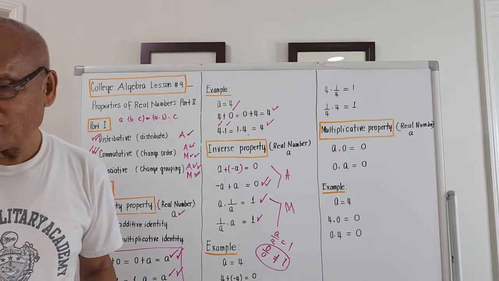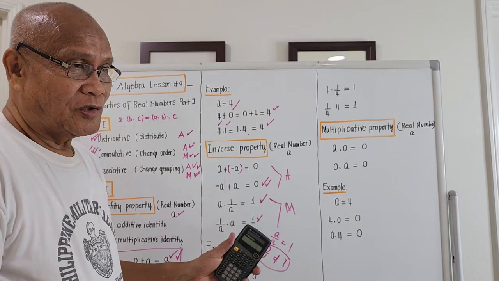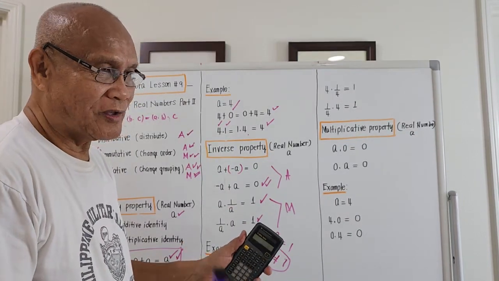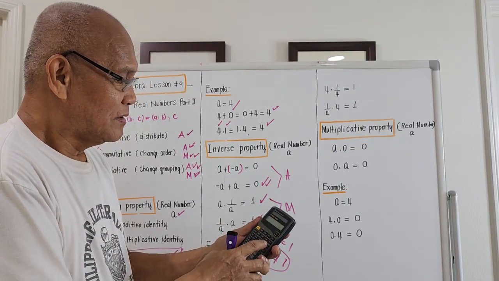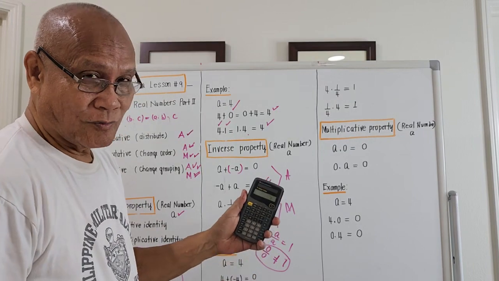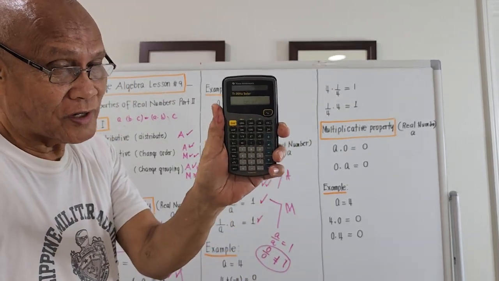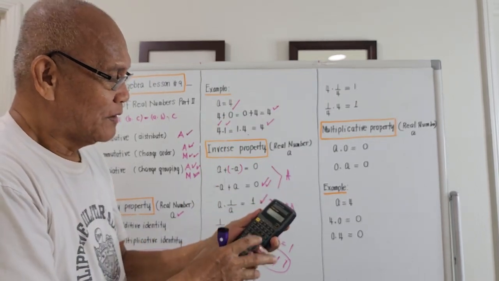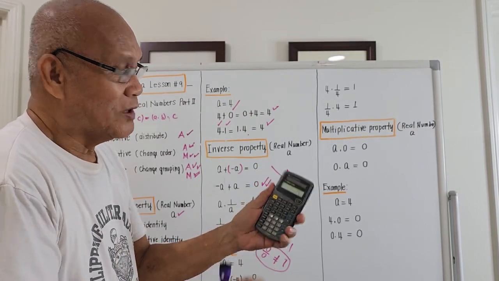Because if we try to verify this one, the calculator is already programmed to give the correct answer, right? Because the calculator was derived from this, right? 0 divided by 0, what will be the value? It is undefined. It's an error, it's undefined. But if we get 4 divided by 4, okay, it will be equal to 1.